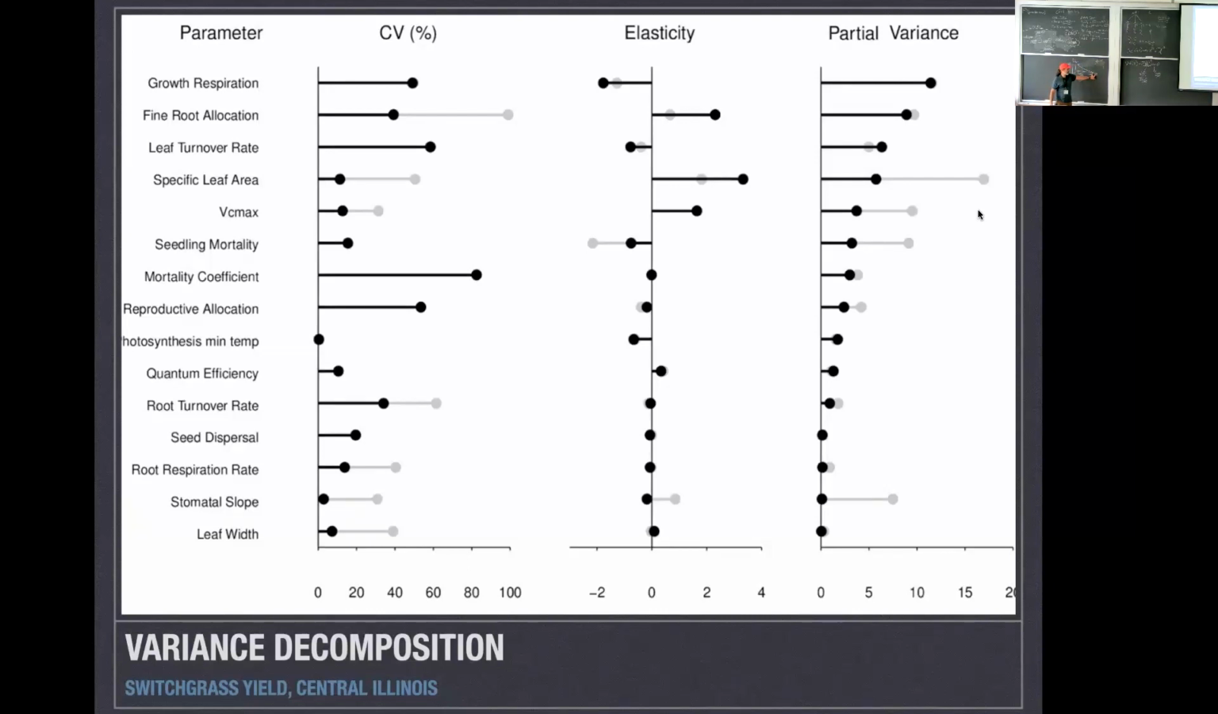If something's highly sensitive but already highly constrained, you're going to need a lot more data to reduce its uncertainty further. You get a lot of bang for your buck for things that are highly uncertain but not highly sensitive. It really wouldn't take much.